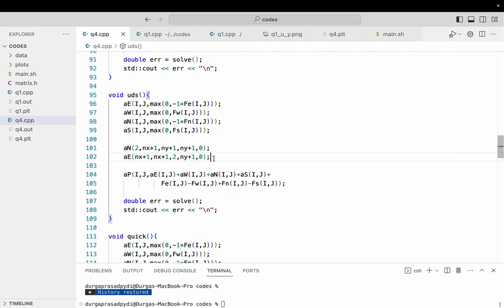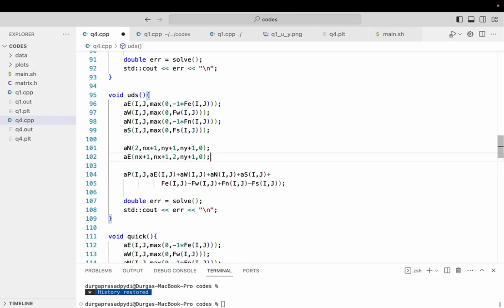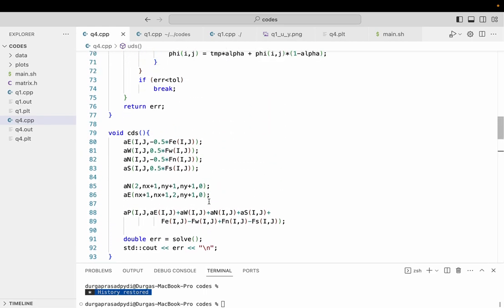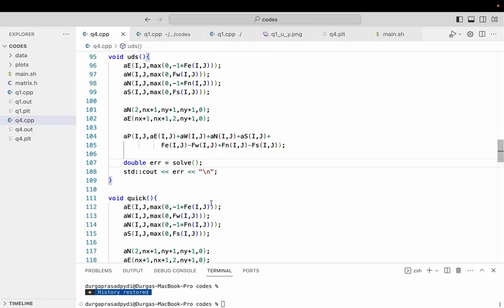Otherwise you have to consider A west and A south, and then like we have discussed previously, you need to change the coefficient to be 2 times dx or 2 times dy. Here since diffusion is 0, I am not doing that. Then AP is sigma A and B plus your mass balance term, and then you just solve it. Solve is the same as what we have discussed previously. This is the same code that I have used for the Gauss-Seidel. UDS is straightforward. In the quick scheme, you update your coefficients same as before.